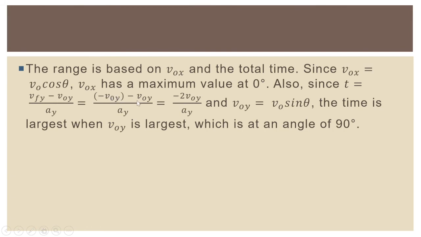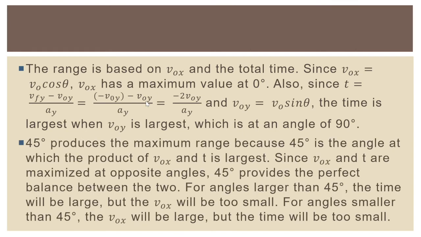So we can write negative V naught y minus V naught y over AY. And now, of course, we can write that as negative 2 V naught y over AY. So since t equals negative 2 V naught y over AY, and V naught y is equal to V naught sine theta, the time is largest when V naught y is largest, which is at an angle of 90 degrees. So they conflict, as we mentioned. But 45 degrees produces the maximum range because 45 degrees is the angle at which the product of V naught x and t is largest.